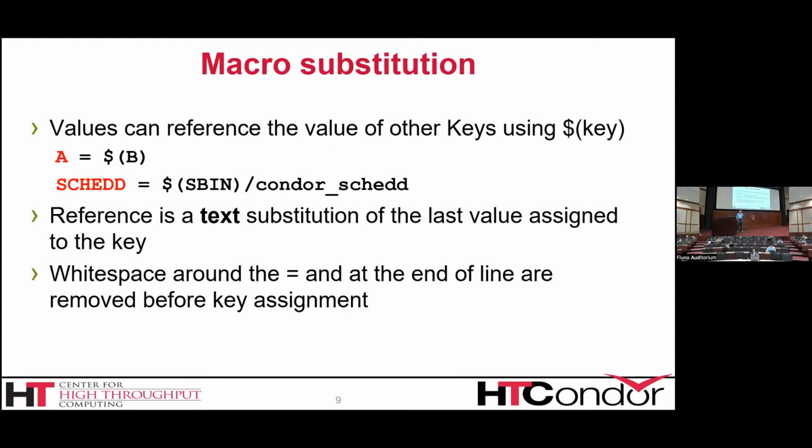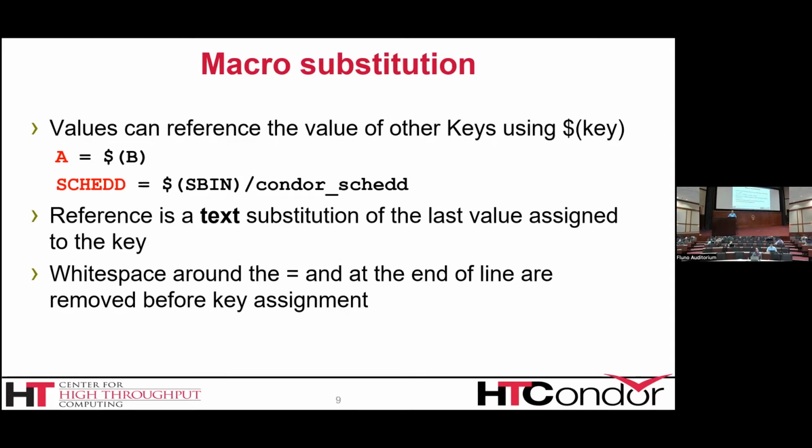Before it ever gets used, the system that does the lookup in the key value store is going to look for things that have the pattern $ open parens alphanumeric text close paren, and if it sees that, it will look in the hash table for that key and substitute whatever it finds. It's just a text substitution. There's no understanding of anything that's going on here.